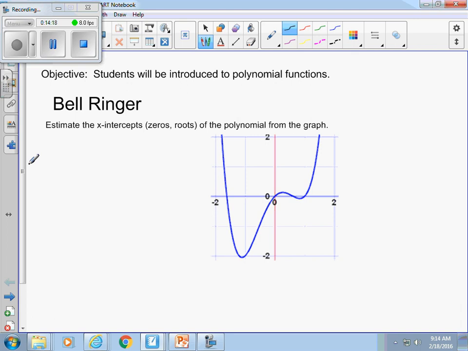And this says estimate the x-intercepts, and it puts parentheses, zeros, and roots. What are x-intercepts, zeros, and roots? They are all the same thing. What are they? So if you know one of the words, you know the answer. What's an x-intercept? Like, what is it? If you were looking at a graph, what is an x-intercept? Where it crosses the x-axis.